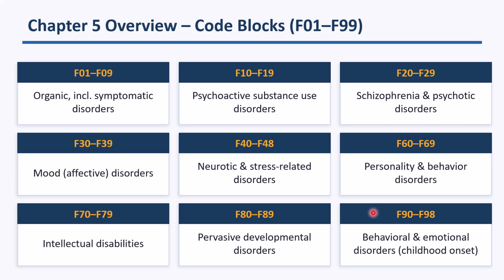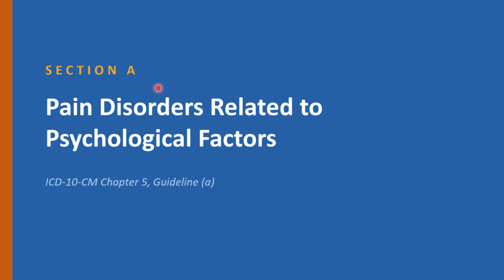Now that you have the lay of the land, let's get into the chapter specific guidelines. We are starting with Section A, which covers pain disorders and related psychological factors. This one trips up a lot of coders because there are two very similar codes, and choosing the wrong one is a classic CPC exam trap. Let's make sure you get it right every time.